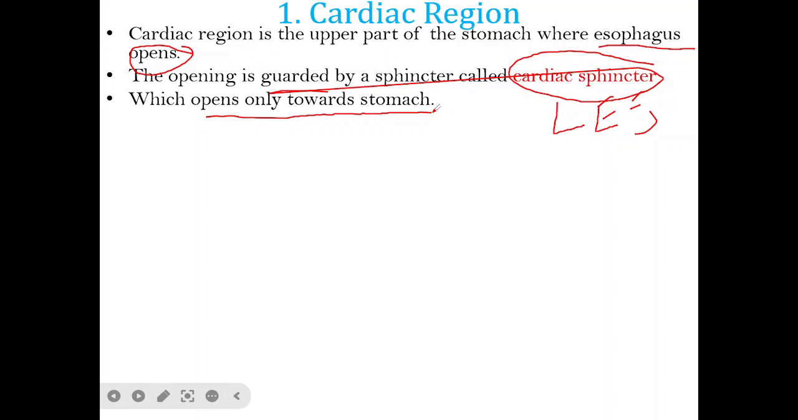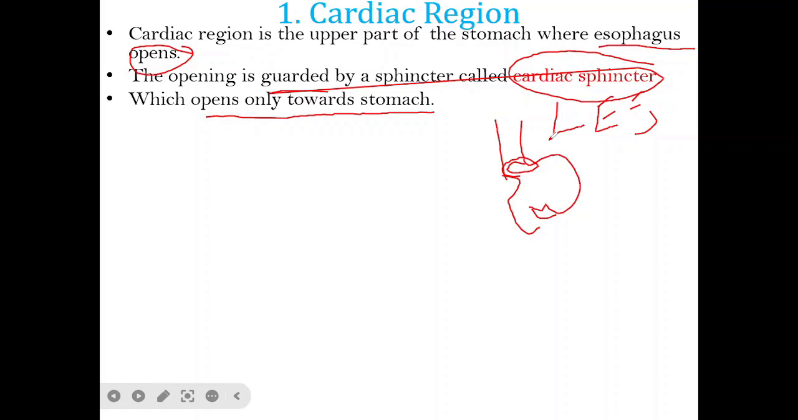So this lower esophageal sphincter protects against the backflow of semi-liquid food towards the esophagus, because as you know, the semi-liquid food inside the stomach is somewhat acidic. So this acidic chyme or acidic semi-liquid food can easily irritate the lower part of our esophagus. That's why, to protect the lower part of our esophagus from hydrochloric acid attack, the opening, the so-called esophageal opening, is guarded by the lower esophageal sphincter or the cardiac sphincter.